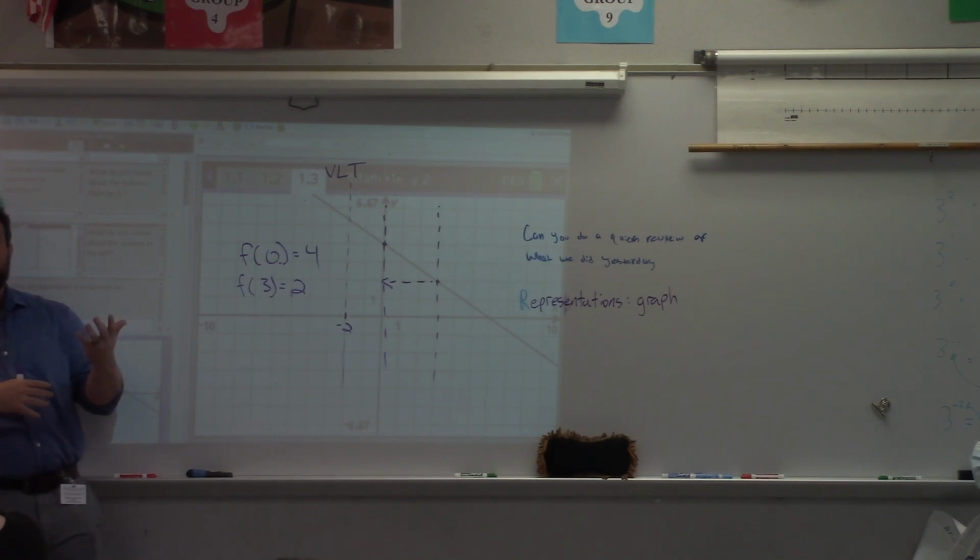Notice that vertical line is letting me visually see really quickly every input is mapping to not just one output, to one and only one output. So I'm going back to that definition. We've got to understand those definitions.